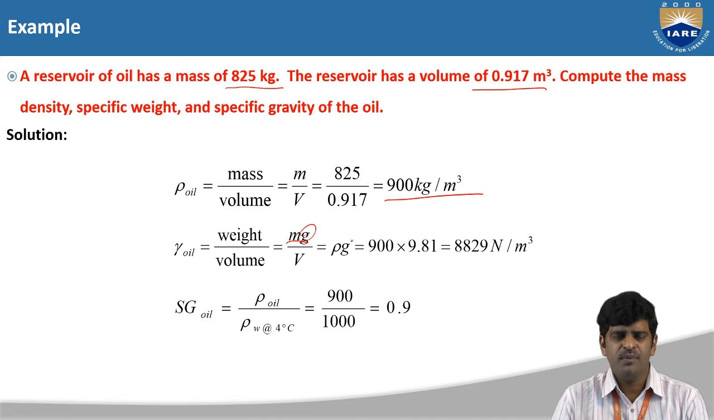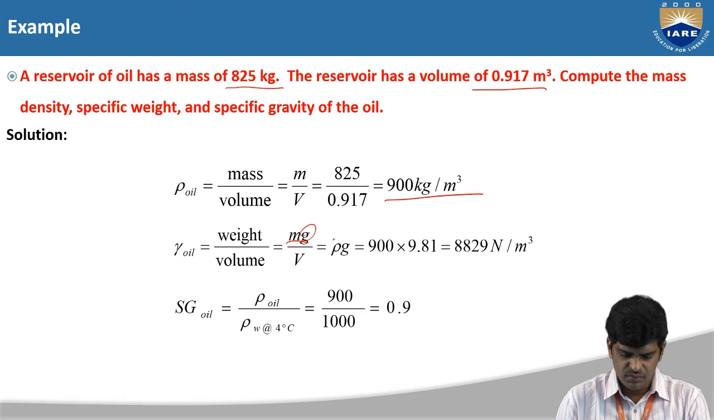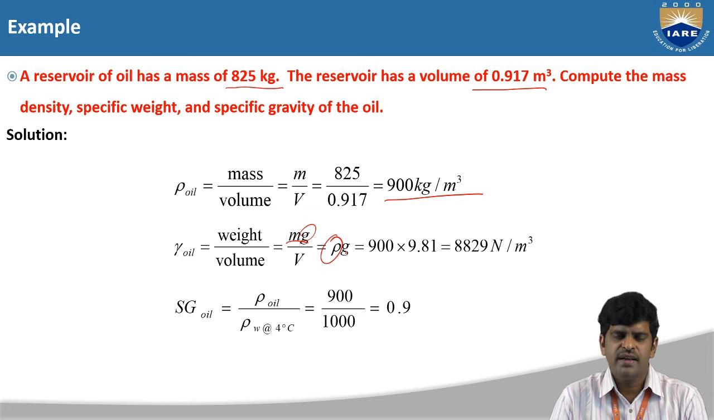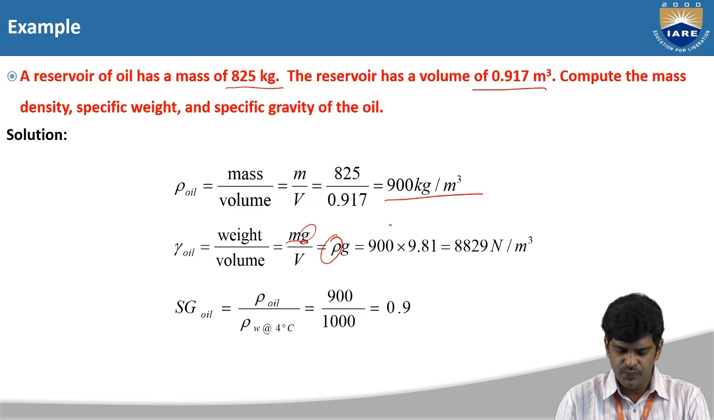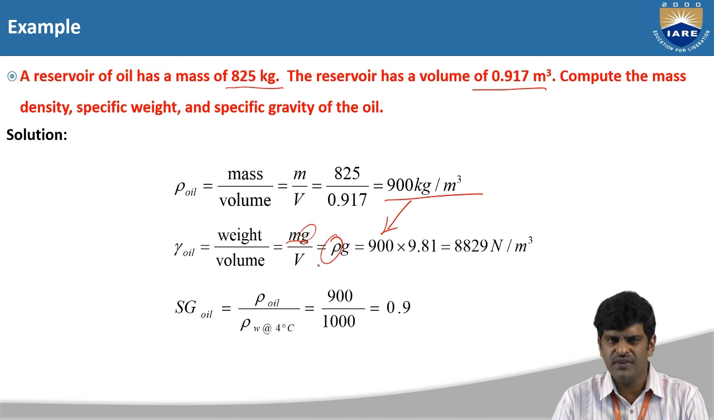Or simply it can be replaced as rho g. What is meant by rho here? That is the mass density. We already know from the formula that mass density is mass by volume, and weight can be represented as W is equal to m into g. So m by v can be taken as the mass density, which is already known. So we substitute it and multiply by the acceleration due to gravity, which is a universal constant, 9.81, times the mass density. Therefore we get the weight density of the oil.